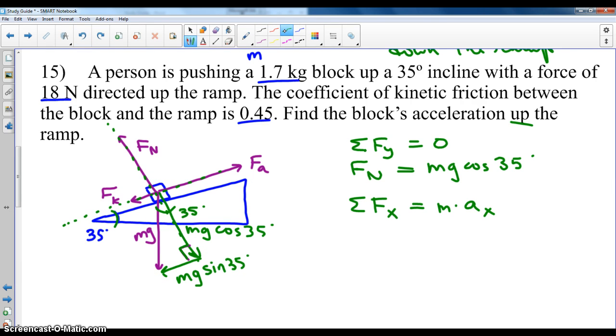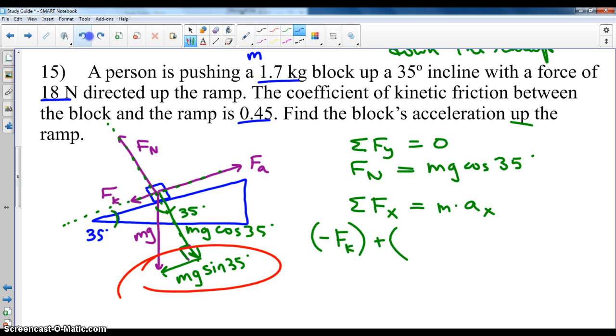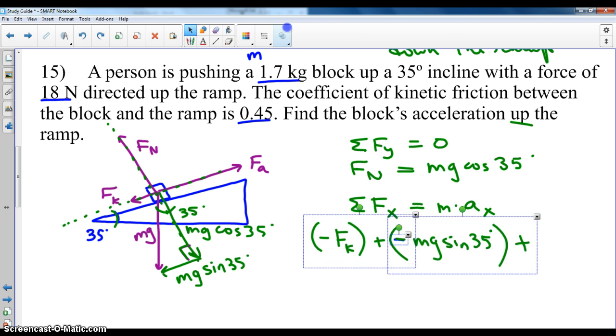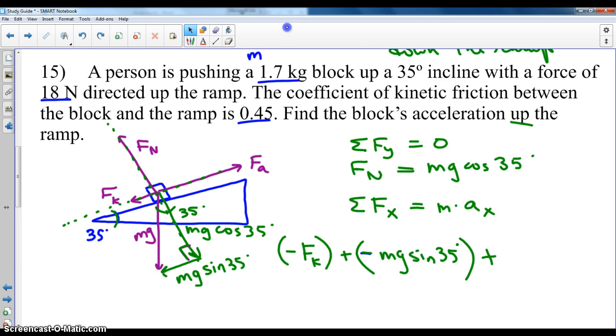Let's do it. Add up the x forces and replace the sum on the left side with the actual forces themselves. So we said Fk is left, negative makes it left. The other left force was this one. I see that it points left in my picture. And because it's left, it's negative: mg sine 35. And then what else is there? There's the applied force pushing up the ramp. And all of that equals m times the x acceleration.